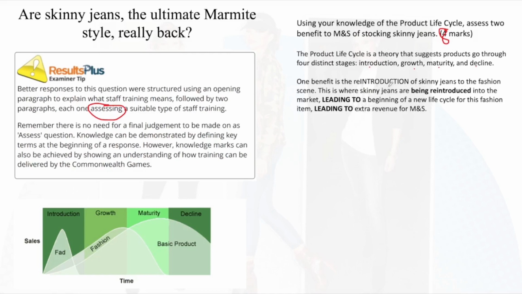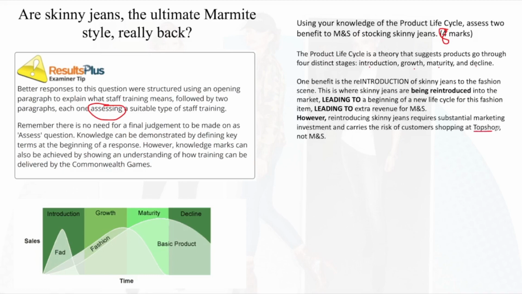So one benefit is the reintroduction of skinny jeans to the fashion scene. This is where the skinny jeans are being reintroduced into the market, leading to a new beginning of the new life cycle of the fashion item, leading to extra revenues for Marks and Spencer's. So we've got a benefit to Marks and Spencer's there straight away. However, reintroducing skinny jeans requires substantial marketing investment and carries the risk of customers shopping at Topshop, not M&S.